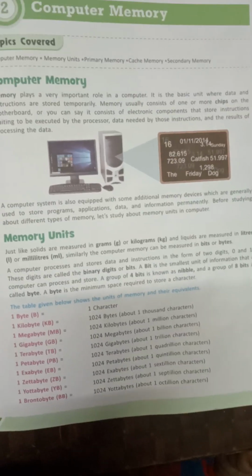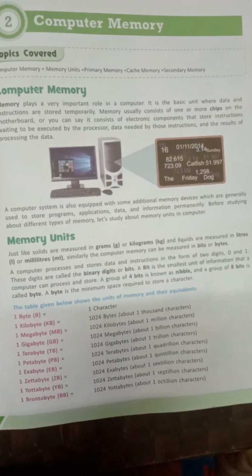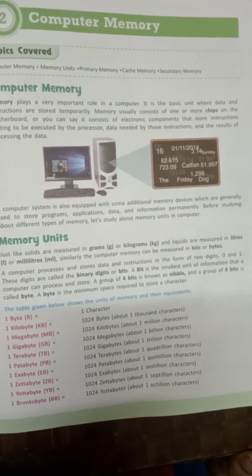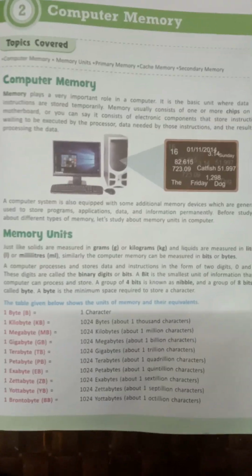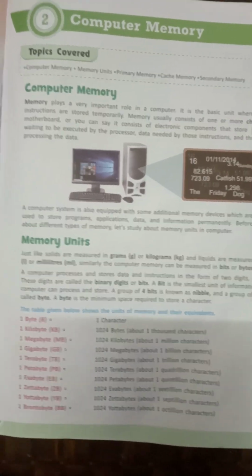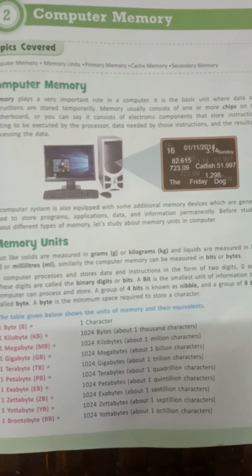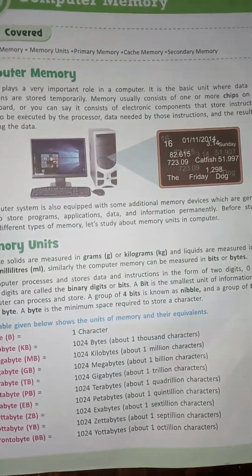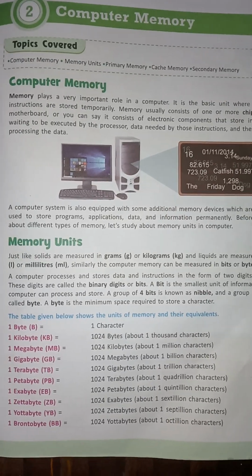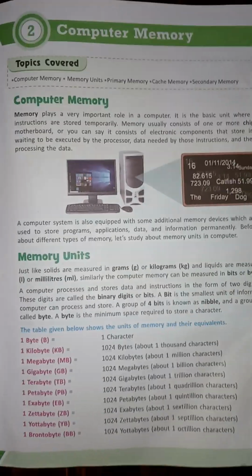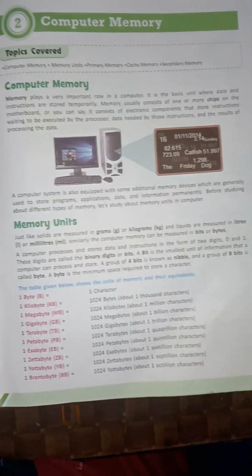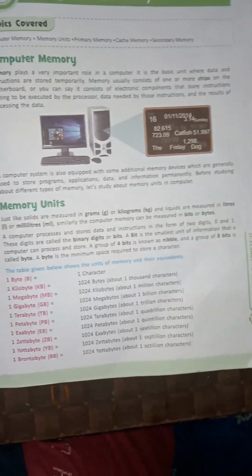A group of 4 bits is known as nibble, and a group of 8 bits is called byte. A byte is the minimum space required to store a character. The table given below shows the units of memory and their equivalents. 1 byte, 1 character. 1 kilobyte, 1024 bytes, about 1000 characters. 1 megabyte, MB, 1024 kilobytes, about 1 million characters.